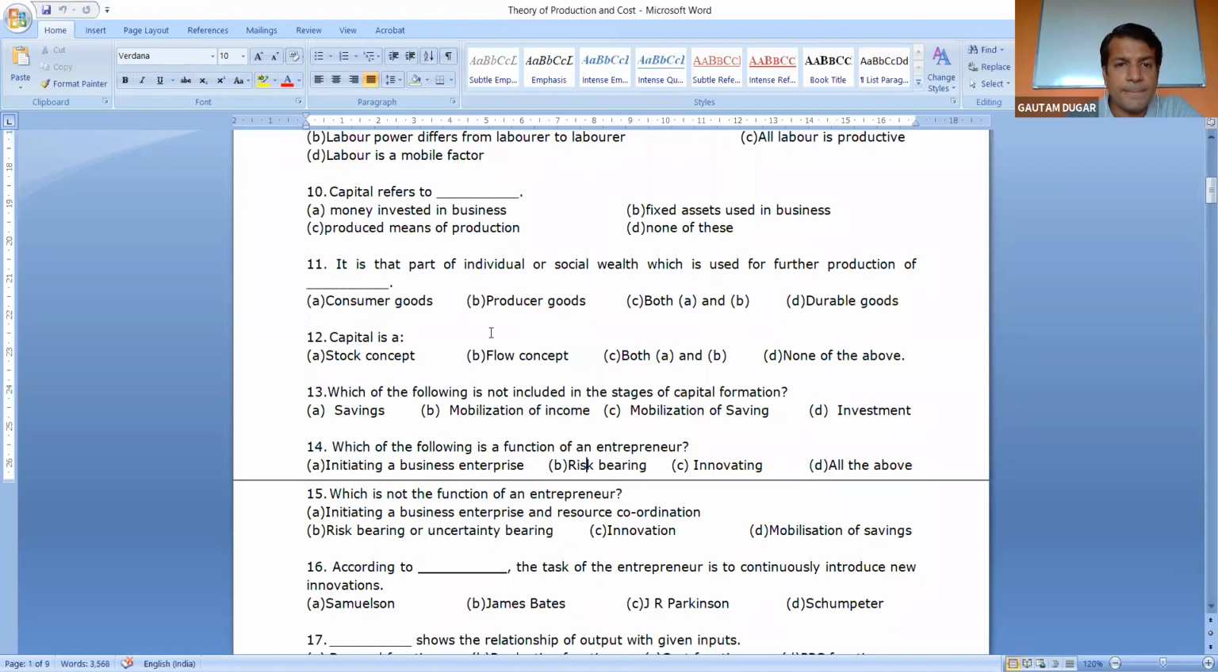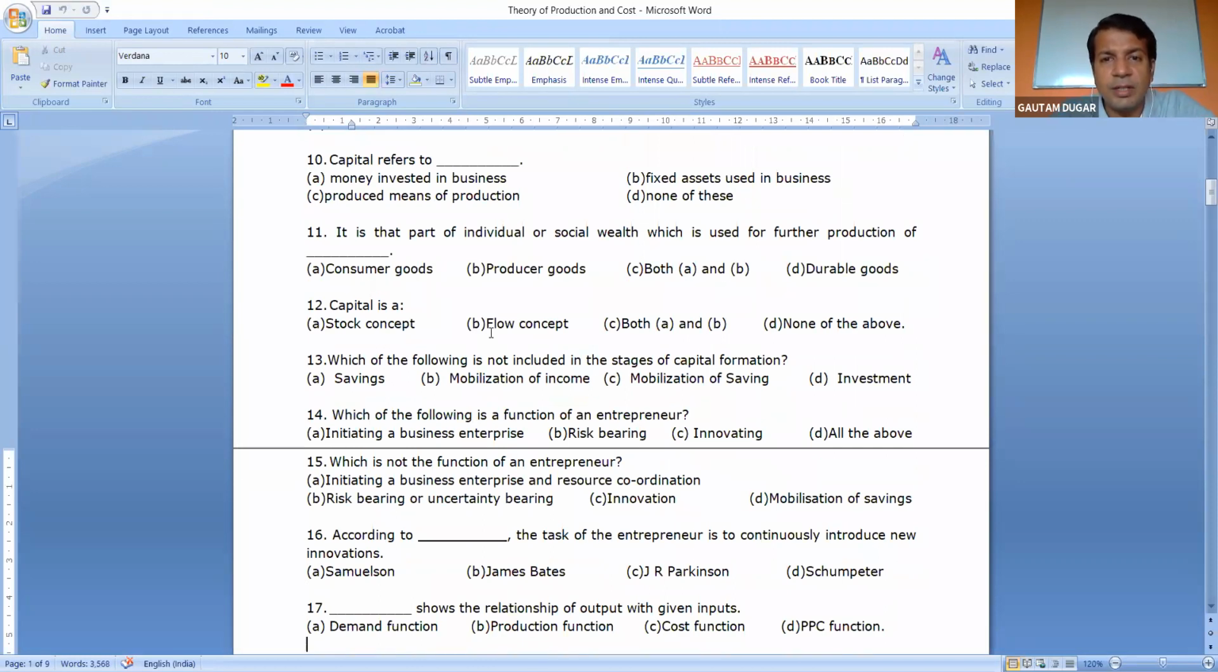Next one. 11. It is that part of individual or social wealth which is used for further production of obviously consumer goods and producer goods both. Option C.